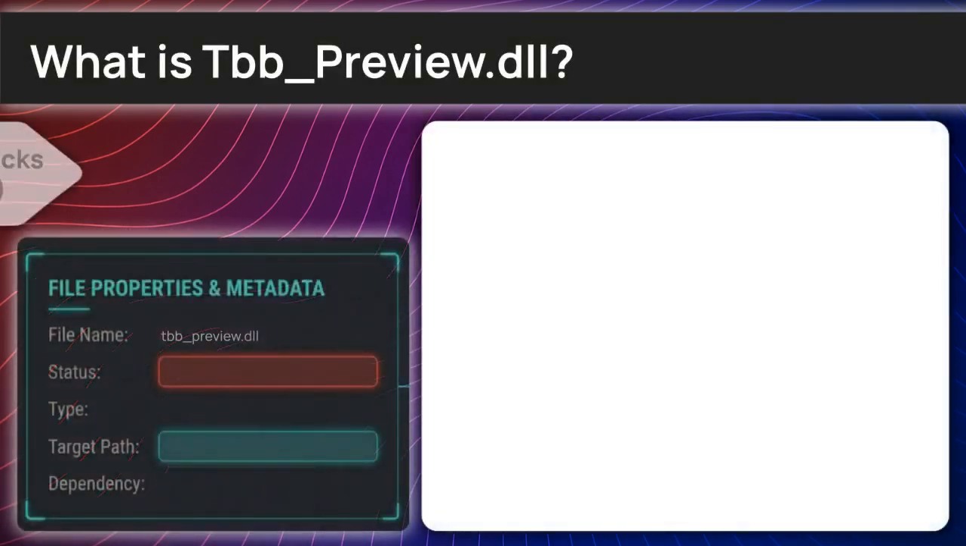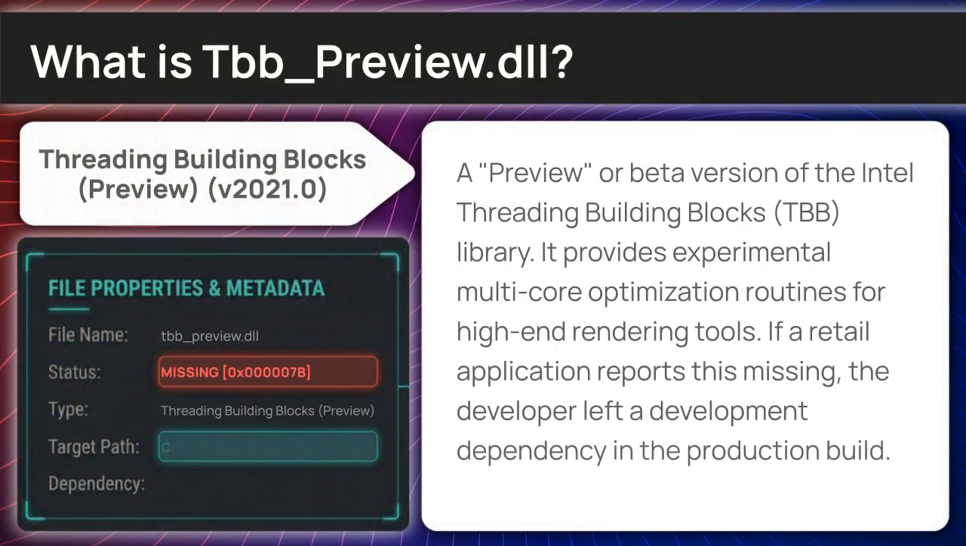This is the TBB Preview, a preview or beta version of the Intel Threading Building Blocks TBB library. It provides experimental multi-core optimization routines for high-end rendering tools. If a retail application reports this missing, the developer left a development dependency in the production build. Now that we've covered what the file does, let's jump into our first fix.